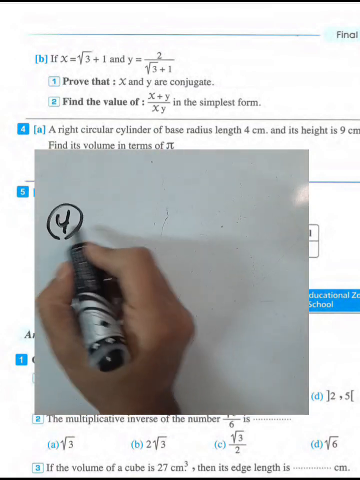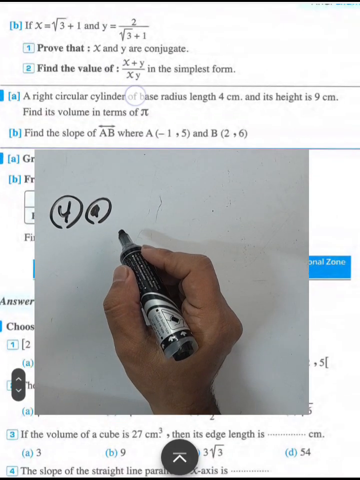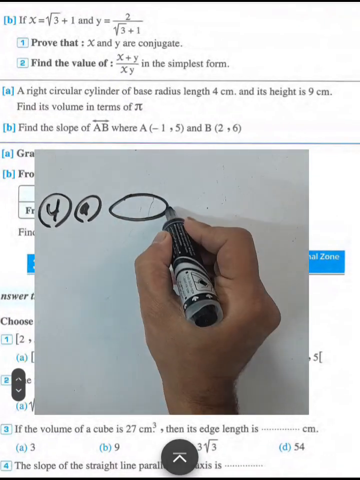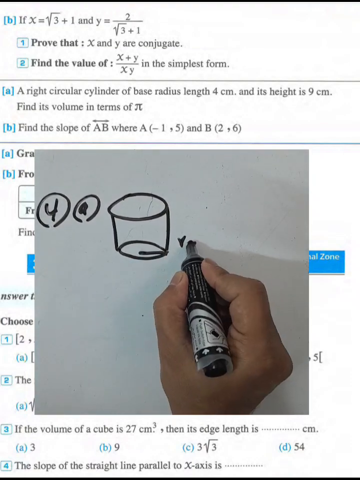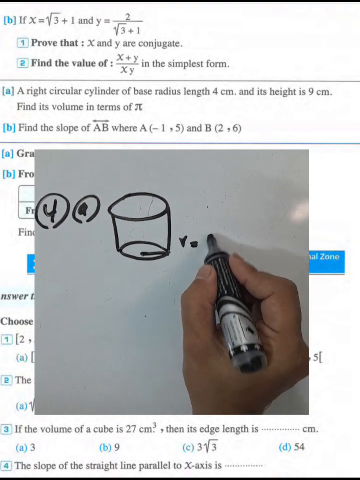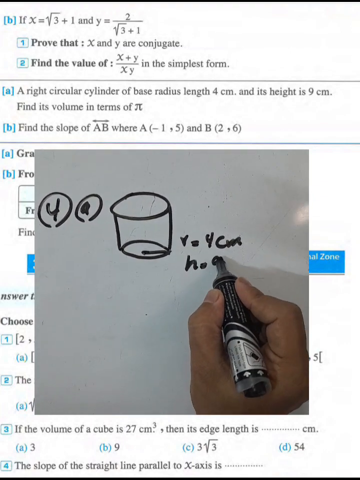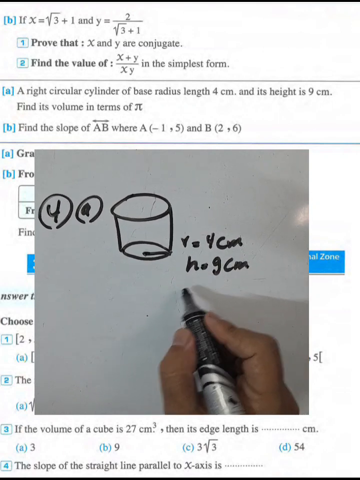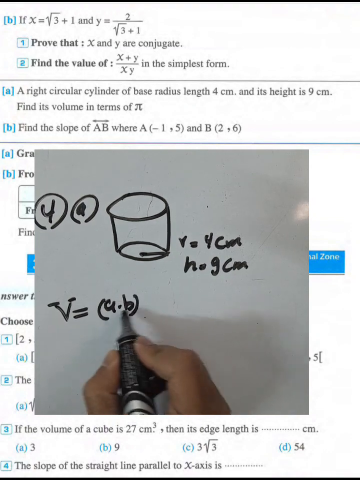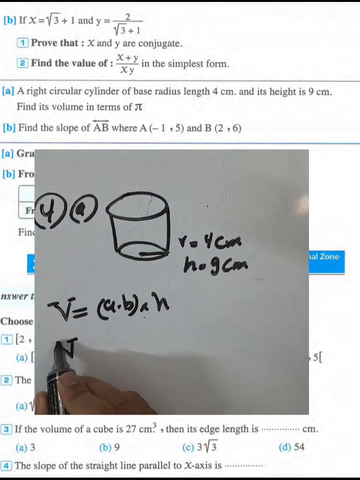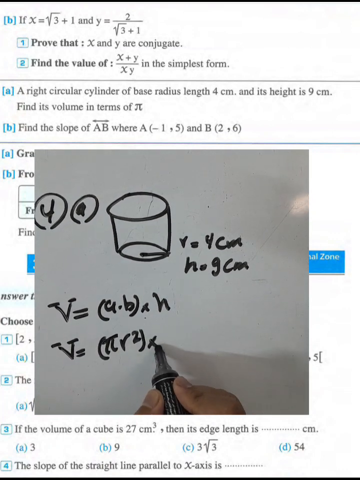Question number 4, letter A. We have a circular cylinder, and the radius of the base is 4 centimeters and the height is 9 centimeters. Find the volume. The volume will be the area of the base times the height. The area of the base is pi r squared, times the height.